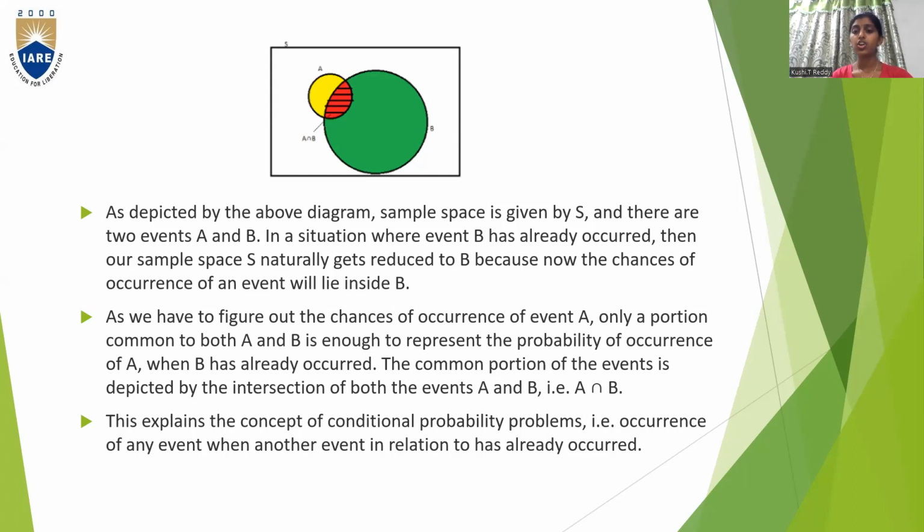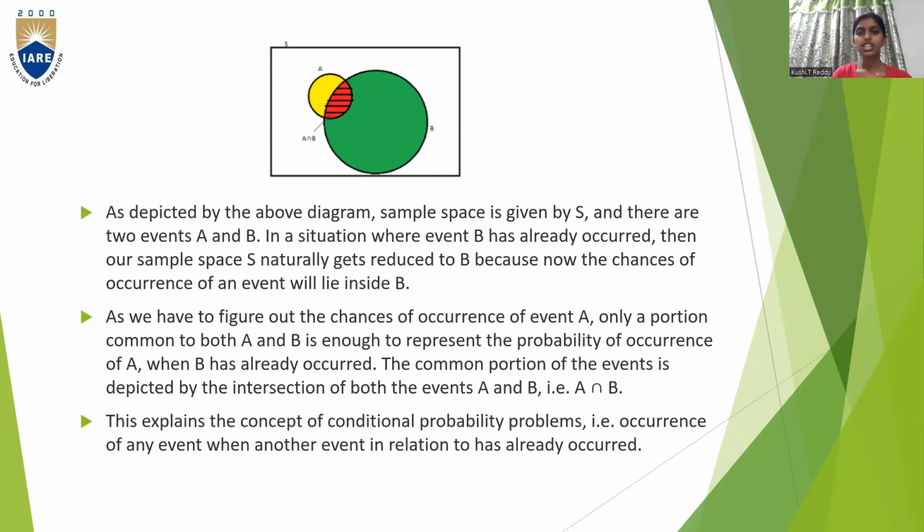So when event B has already occurred, the sample space naturally gets reduced to B, and whatever chances you have to get will lie in event B. So now, to know the possibilities of the occurrence of event A, you have to find the common portion between A and B. That common portion is enough to know the occurrence of event A. That is generally written as the formula A intersection B.